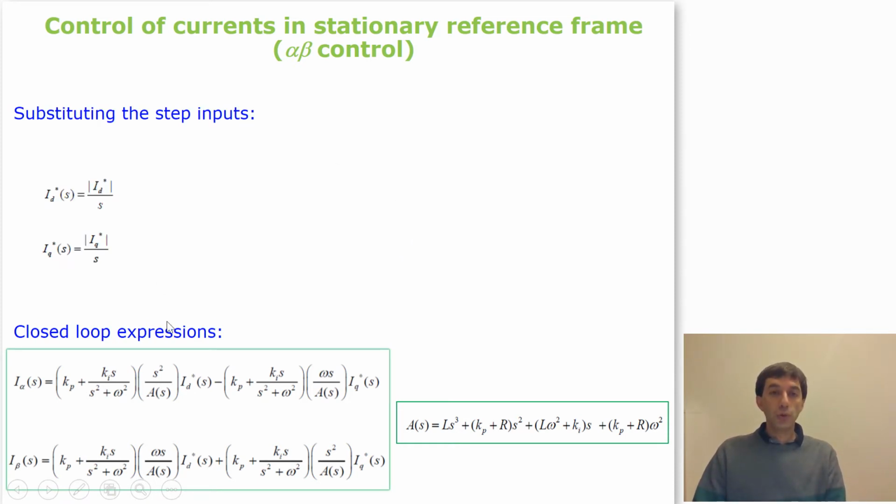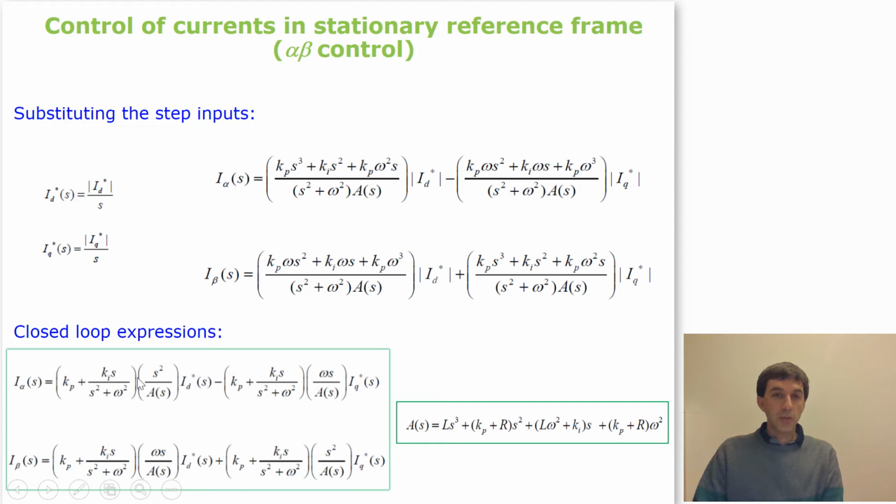So if we now substitute at the current references the step inputs that we are analyzing in this case, and developing a little bit these two expressions, we obtain this. And here you can see that these are the amplitudes of the current references for dq, for d and q. And then here we have a third order system of three zeros. Here we have two zeros. Here the symmetry between these two. And for the denominator, we can see that we still have the equation with three poles, and then we have another two poles at omega in the imaginary axis for both.